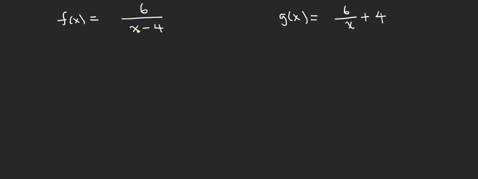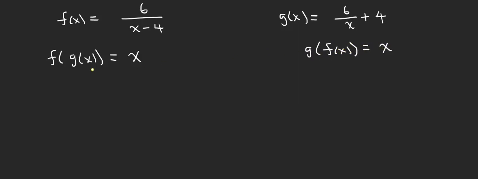So we have f of x equals 6 over x minus 4, and g of x equals 6 over x plus 4. And how do we show that these two functions are inverse functions? Well, we first need to show that f of g of x will equal x, and then g of f of x will equal x. So let's show that f of g of x is equal to x.